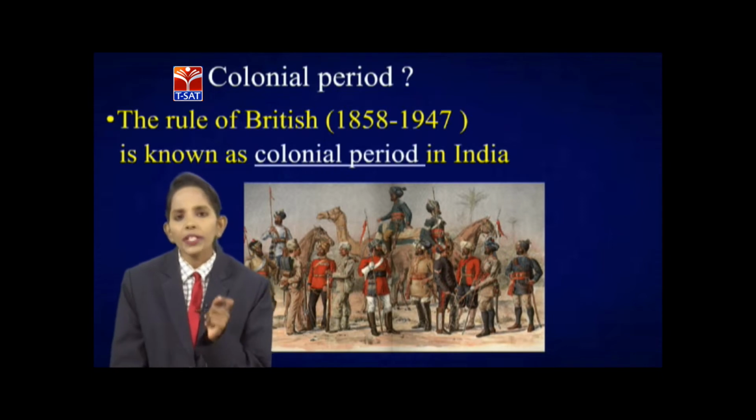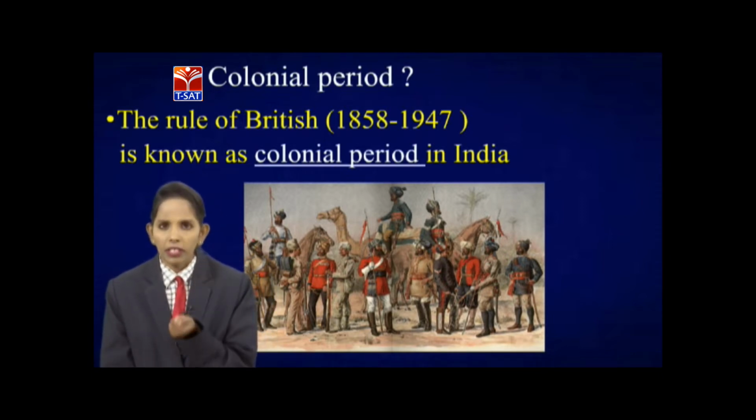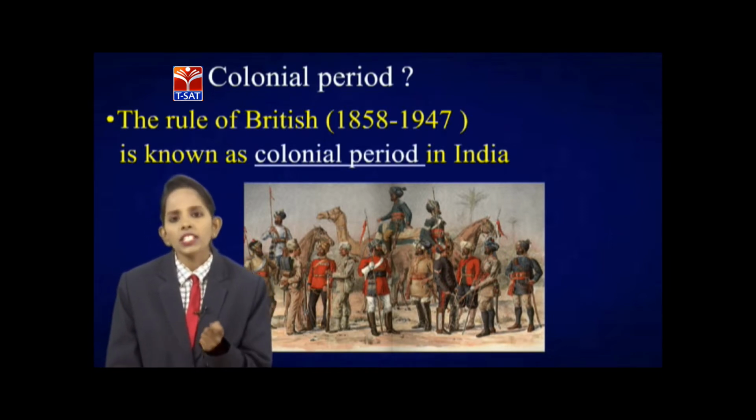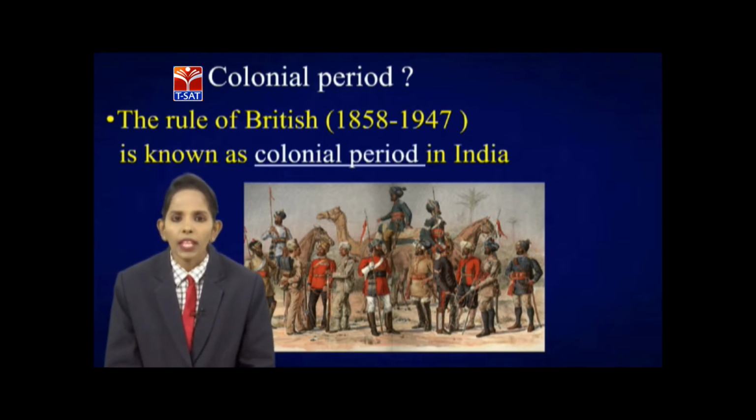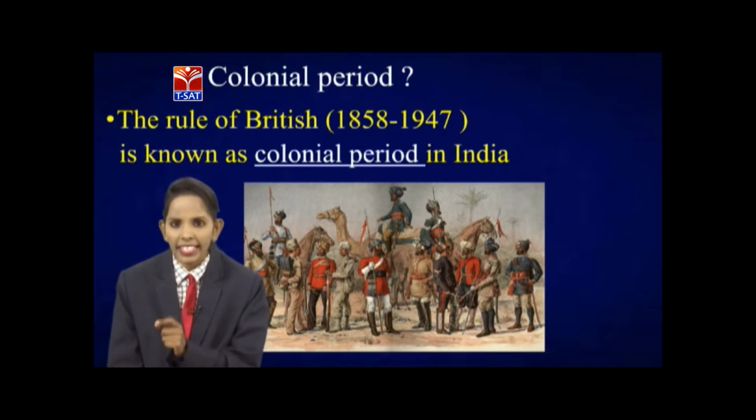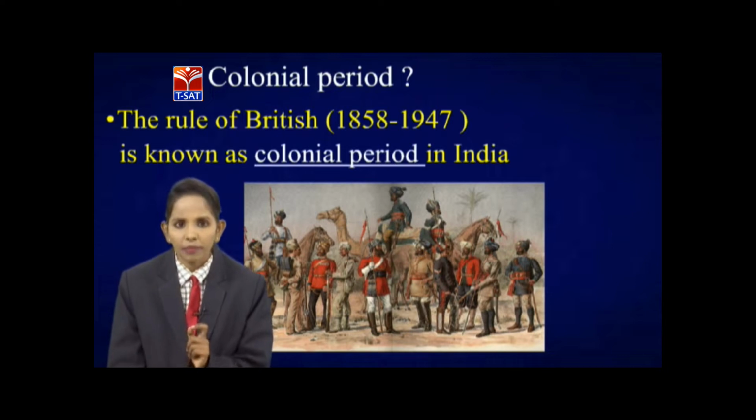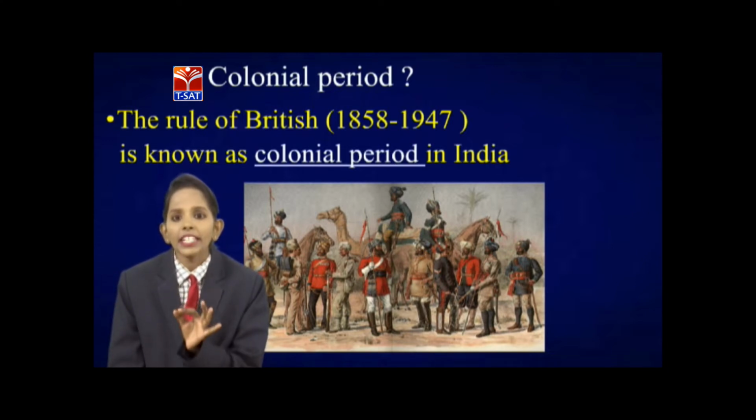Friends, before discussing the stages of evolution of English, let us know what the colonial period is. The colonial period is known as the British rule. The British ruled India in the 18th century. The British rule from 1858 to 1947 is known as the colonial period.